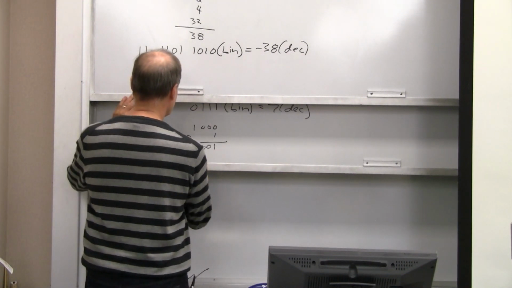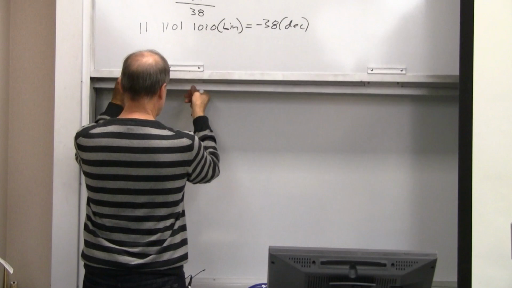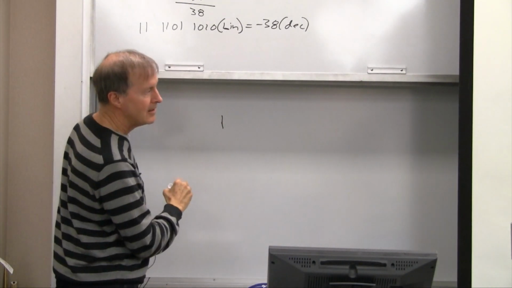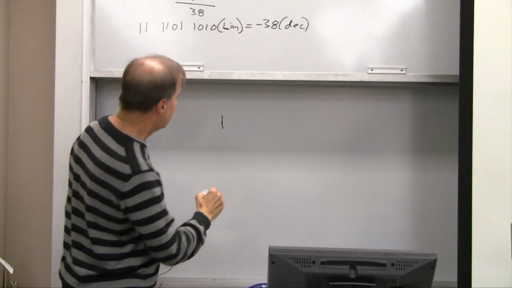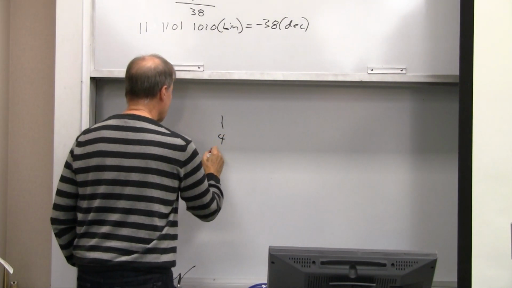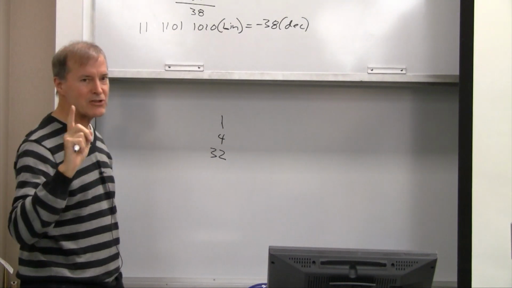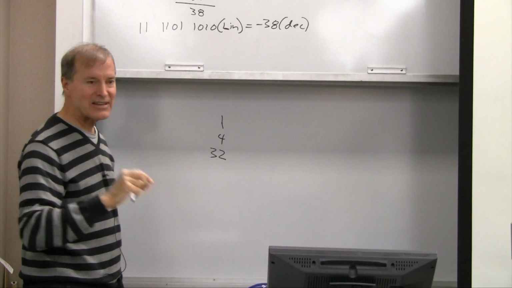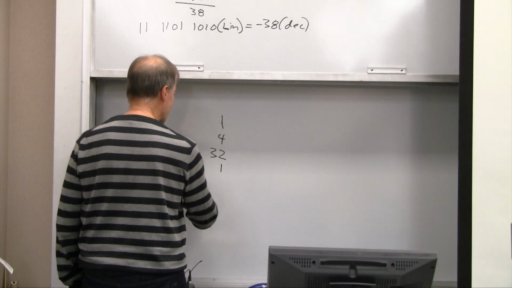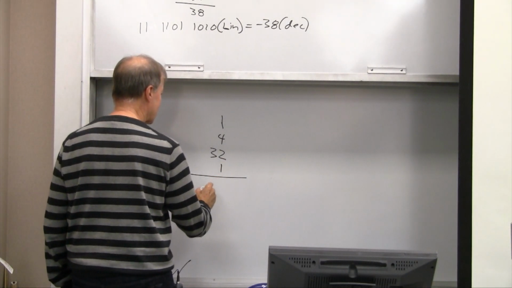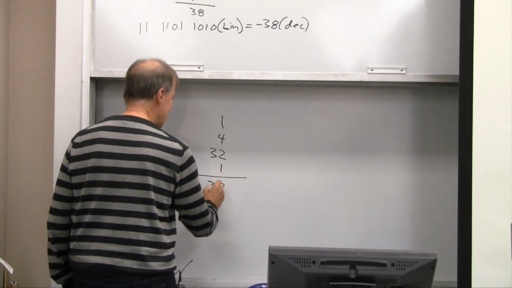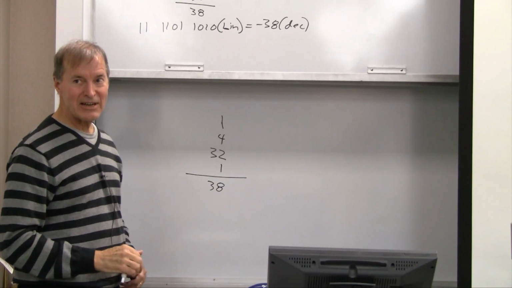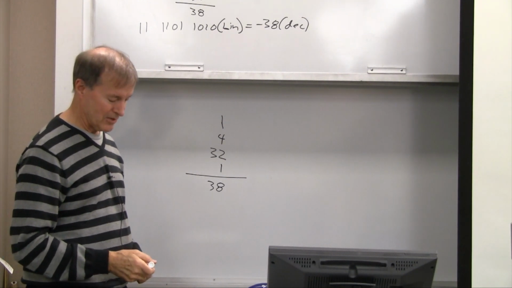So all you have to do is this: 1 plus 4 plus 32, and now there's one more thing that you have to do. Tack on an extra 1. You see? So you just tack on one extra 1, and you add this up, and what do you get? 38. So that number must be negative 38. Do you see that? So that's a shorter way to do that.